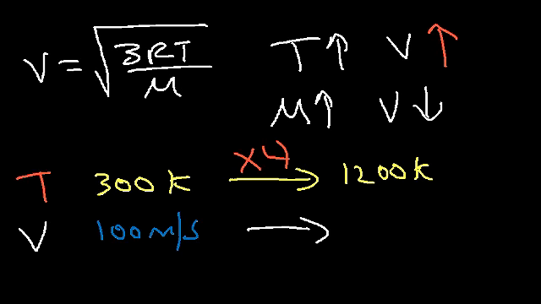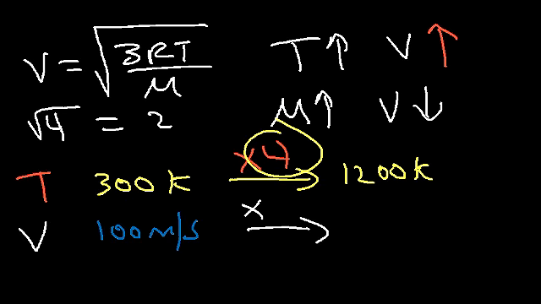Now, notice that the velocity is proportional to the square root of the temperature. That square root is important. So here we have a 4. The square root of 4 is 2. So the velocity is going to increase by a factor of 2. So it's going to double in speed. So if you were to increase the Kelvin temperature by a factor of 9, the velocity will increase by a factor of 3 because the square root of 9 is 3.